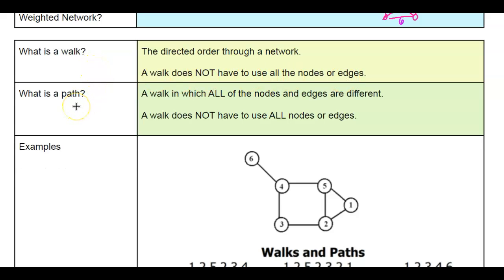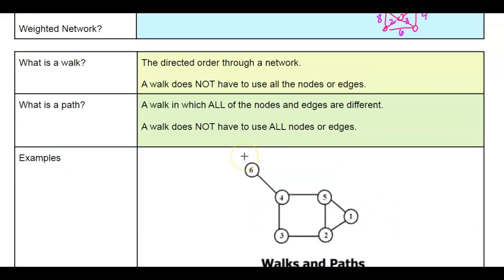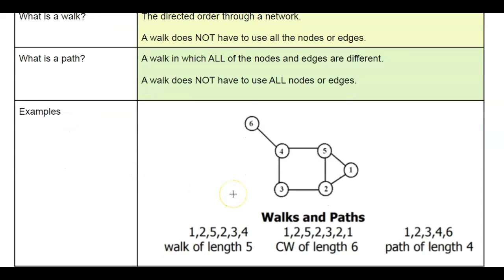A path, very specifically, is a walk where all the nodes and all the edges are different. You don't have to use them all, but remember how we went from 2 to 5 and then back to 2? That repeated those. So a path is if I went 1 to 2 to 3 to 4 to 6. They were all different. If you don't really understand the difference, it's a very slight difference, so it's not a big deal.